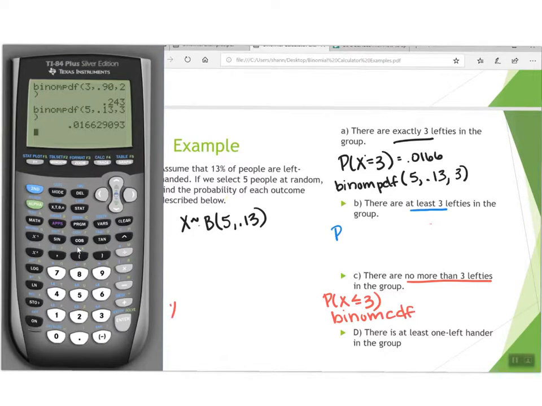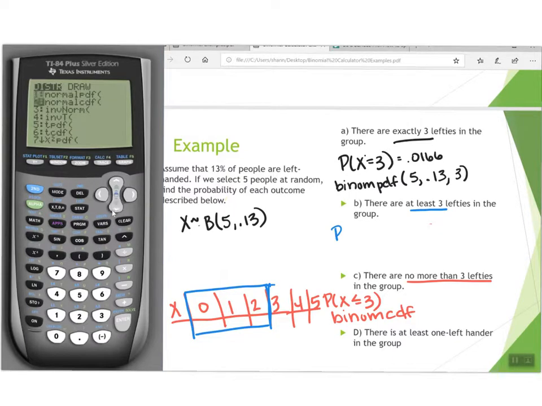Let's make this table so we understand what this is actually doing. Right now, X can be equal to 0, 1, 2, 3, 4, or 5 left-handed people. Here we're looking at most 3 left-handed people. So we're going to go to 3 and go back. So we're going to do second, bars. This time we're going to go find the CDF.